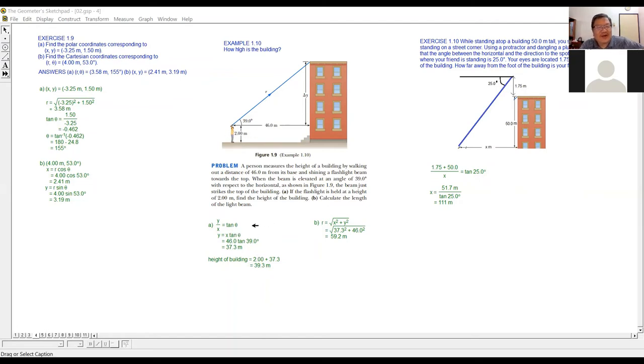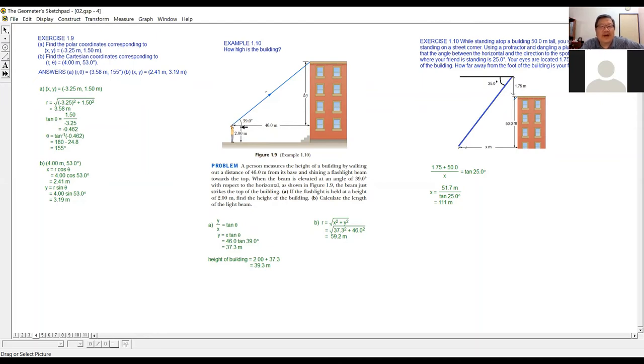2 meters is very, very tall. Okay. Now, find the height of the building. You see from here, the height of the building is this delta Y plus 2 meters. If we can manage to find this delta Y here, and we add the 2 meters, it will be the height of the building. How to find this delta Y?